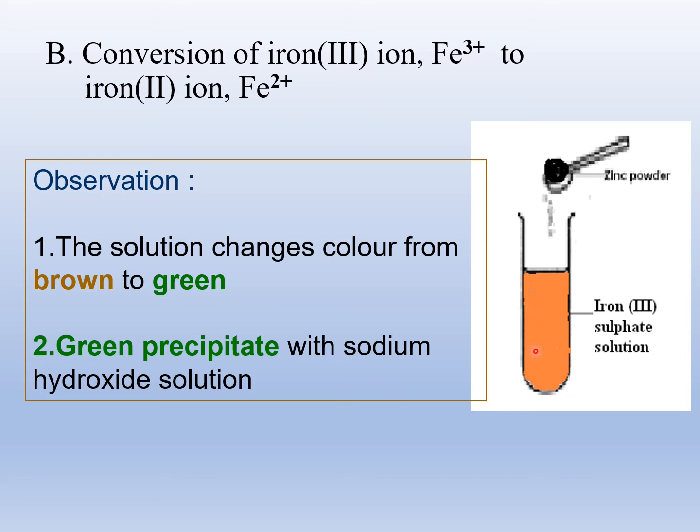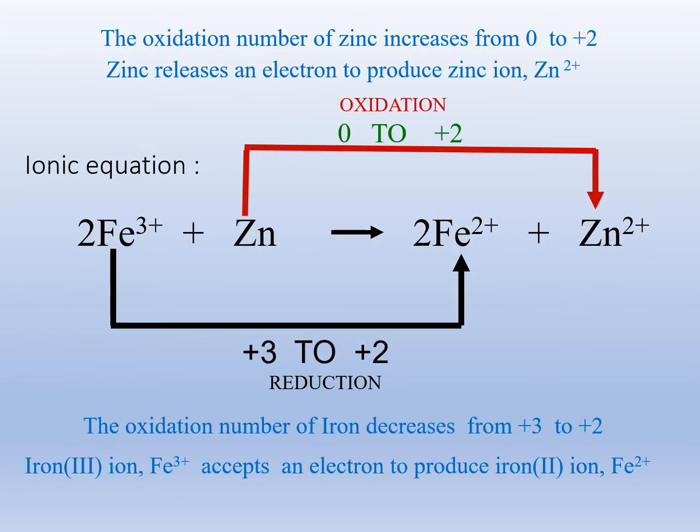while the green precipitate will occur when the mixture between zinc and iron 3 sulfate, which has actually become iron 2, is put into another test tube and added with a little sodium hydroxide solution, and the green precipitate will be formed. Now, experiment kita akan buat kemudian. Next one, okay, the equation. We will see here Fe3+ reacts with zinc to produce iron 2+ and zinc ion.